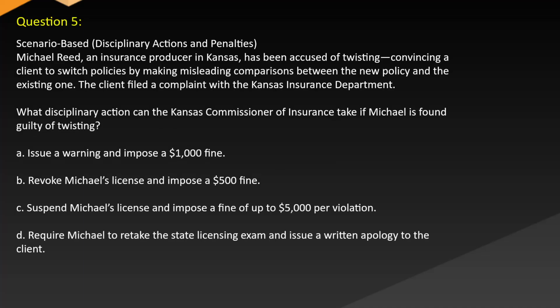Question 5. Scenario-based disciplinary actions and penalties. Michael Reed, an insurance producer in Kansas, has been accused of twisting, convincing a client to switch policies by making misleading comparisons between the new policy and the existing one. The client filed a complaint with the Kansas Insurance Department. What disciplinary action can the Kansas Commissioner of Insurance take if Michael is found guilty of twisting?